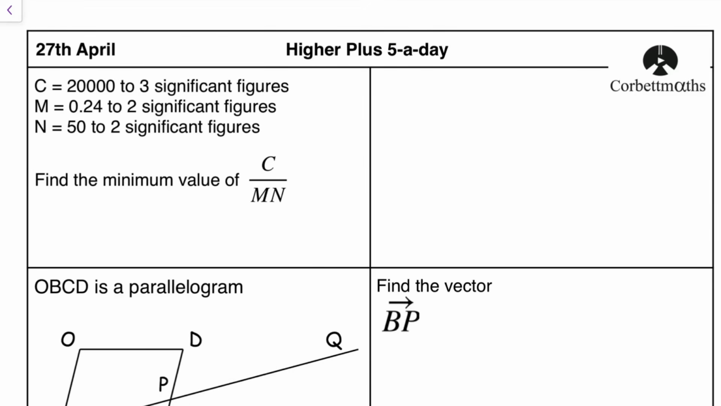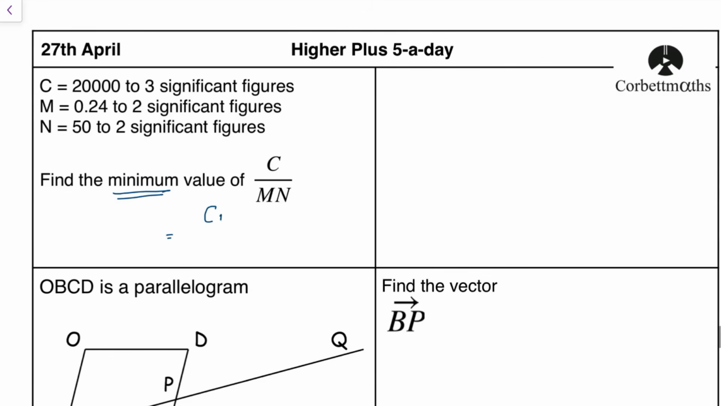Right, it's a bounds question. I'm not a fan of bounds questions, but anyway, let's go. Let's read the whole question. C is 20,000, M is 0.24, N is 50, find the minimum value. So they just want the lowest value. Let's think ahead first. The minimum value is going to be the smallest value of C divided by the biggest value of M, which I'm going to call upper M, and the biggest value of N. In other words, if you divide by a bigger number, you're going to end up with a smaller number.